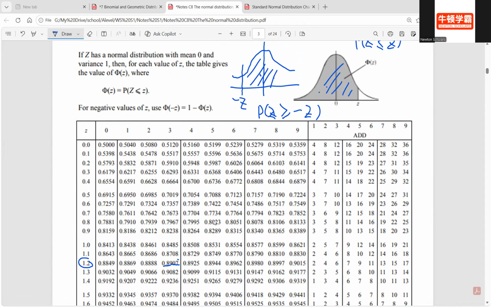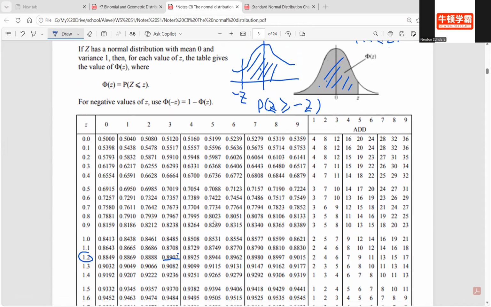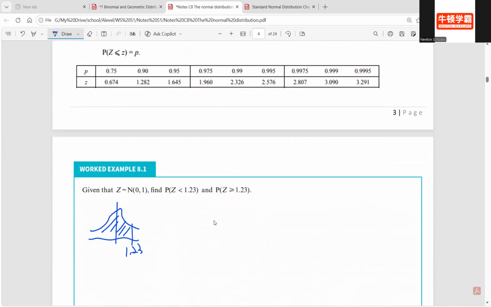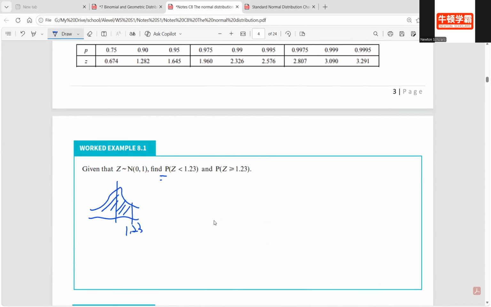So the answer is what? 0.8907. Also, this is your answer. So this one is equal to 0.8907. Okay, now we go for this one.